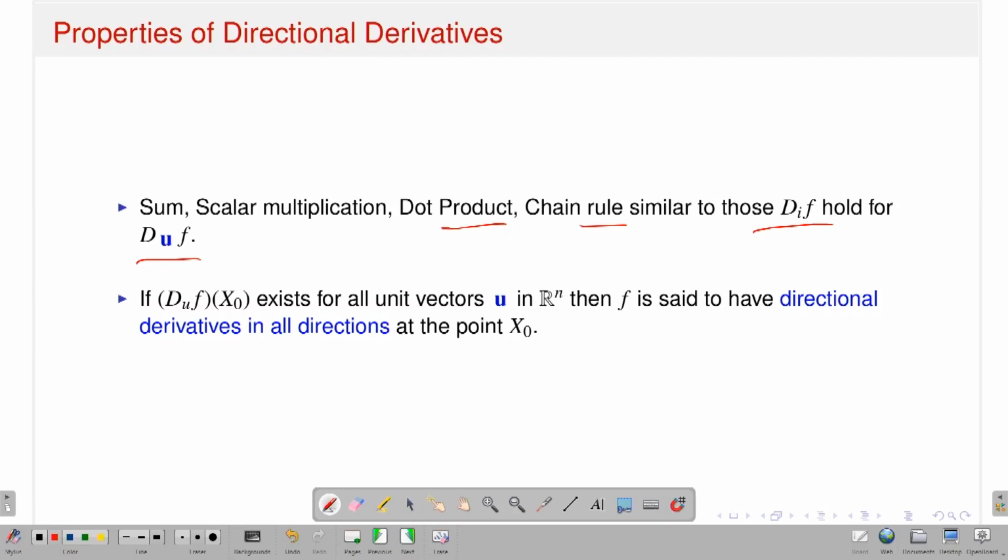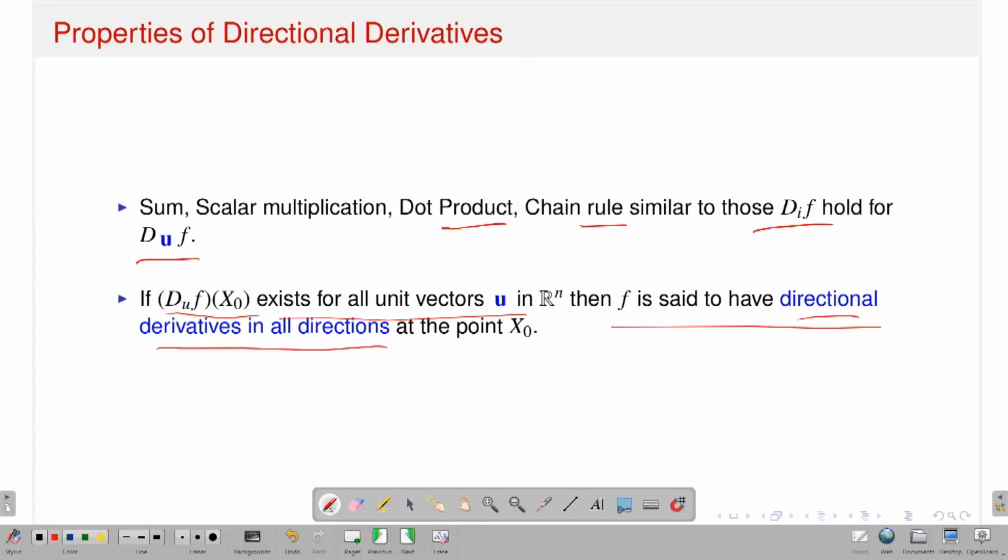The second part is this notation, or statement. If D_u f at x naught exists for all unit vectors u, then I will say that f is said to have a directional derivative in all directions. That means if the directional derivative of f at the point x naught in any direction exists, that is why I say that the directional derivative exists in all directions. That is a kind of statement or notation you can say.